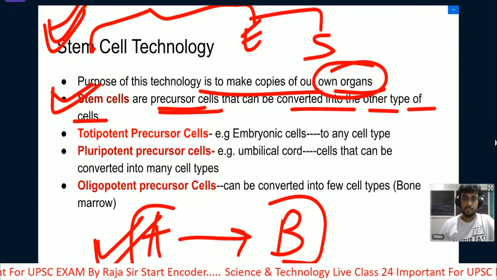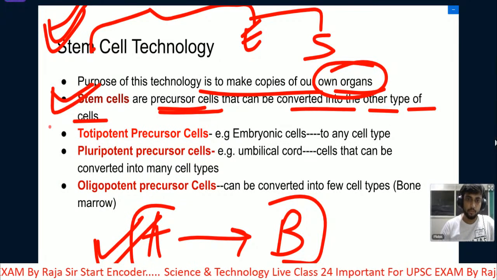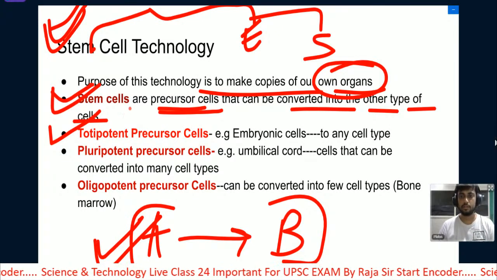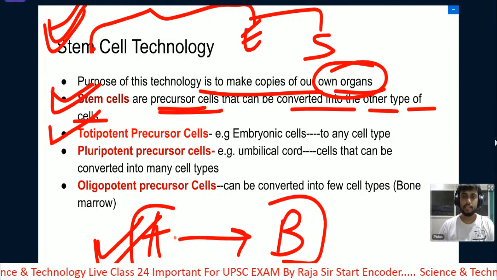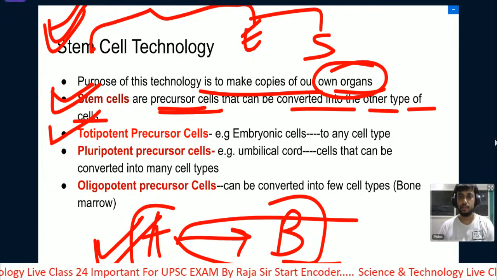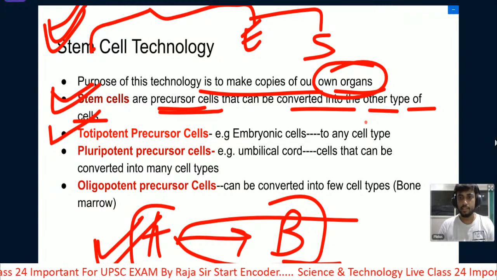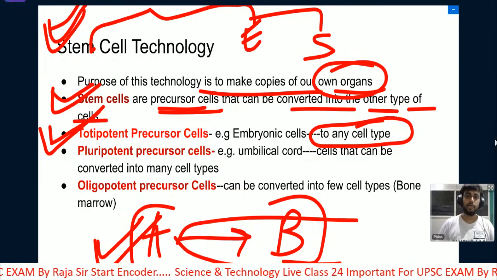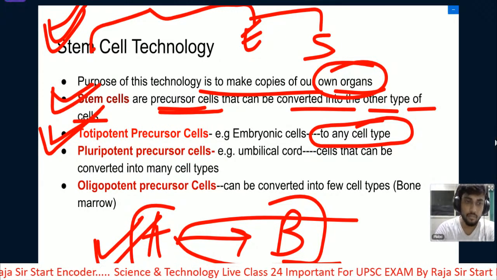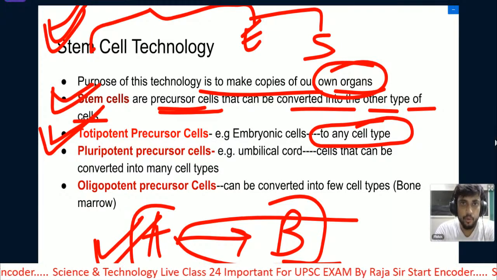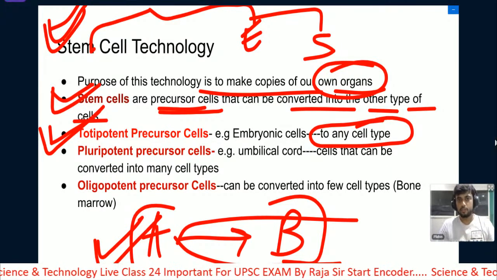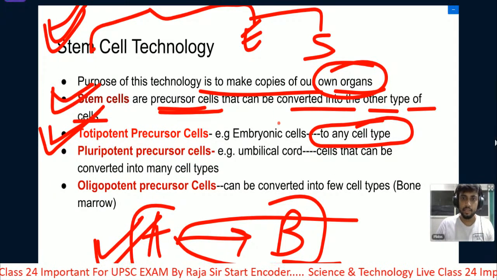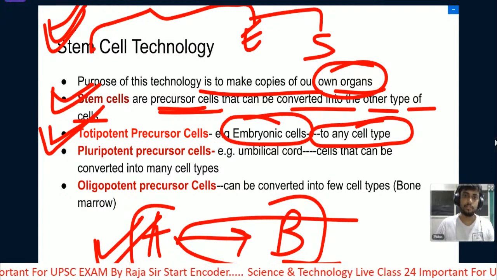Now, there is a certain category of cells. One is the totipotent precursor cells. So one totipotent precursor cell can convert to any type of cell. Okay, they can change to any type of cells. So those cells are the totipotent precursor cells. And the embryo is developing to all kinds of different organs with different functionality. So embryonic cells are the totipotent precursor cells.